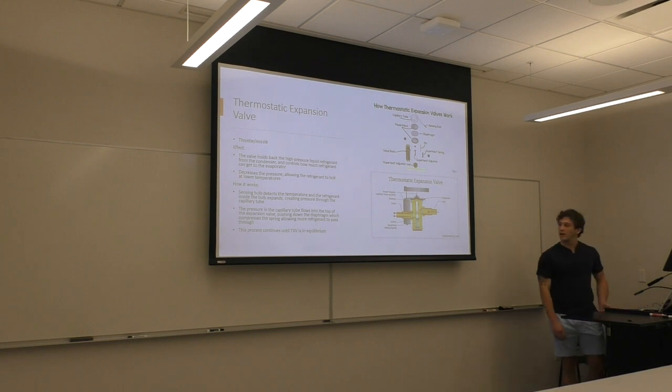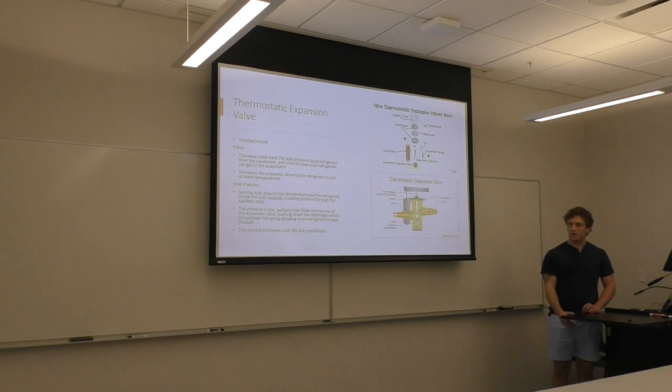So this is our thermostatic expansion valve. What it does is, it's basically like a throttle or a nozzle, you can think of it like that. The valve holds back high pressure refrigerant coming from the condenser, and it regulates how much can go to the evaporator. Overall, it decreases the pressure in the system, and that allows the refrigerant to boil at lower temperatures.